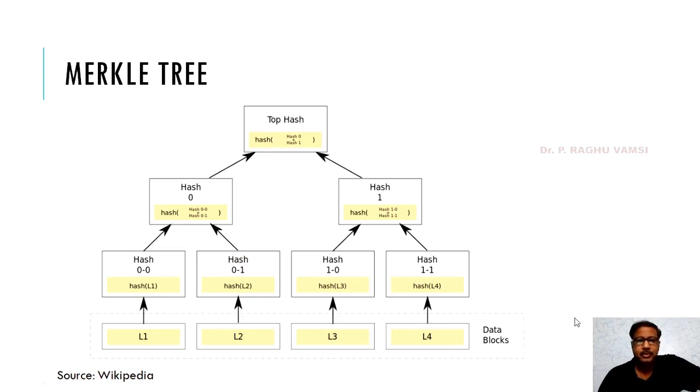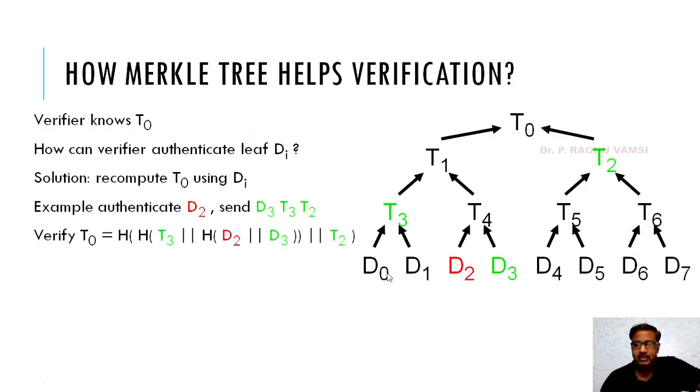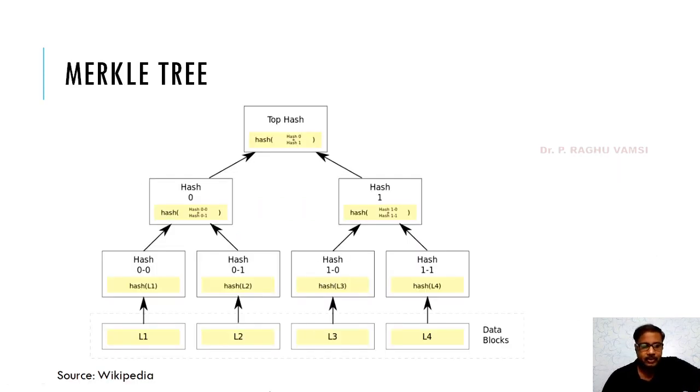In general, in the previous slides we used D0, D1 and D3, but in a Merkle tree, the data itself will not be there. Okay, the data will be hashed like this. This particular diagram I have taken from Wikipedia. Here these are the data blocks L1, L2, L3, L4. First of all, L1 will be hashed, so you will get the hash. L2 will be hashed. L3 will be hashed. L4 will be hashed.